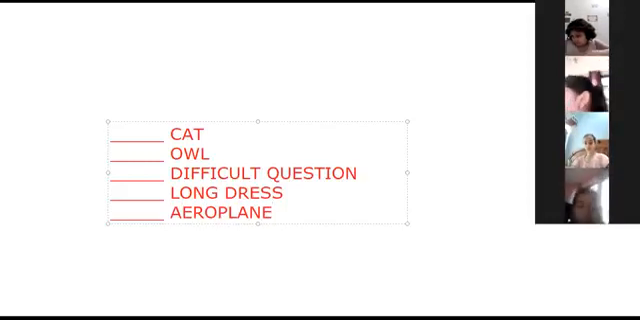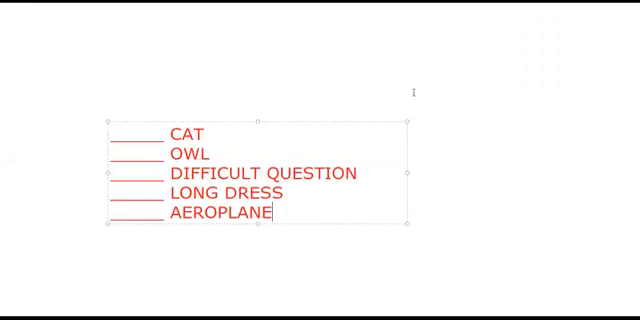Now, I will ask you one by one. Faiza, give me the answer. Faiza, what will come in first? Dash cat. Ma'am, A. Yes. Second, what will come? Dash owl. Ma'am, an owl. Okay.